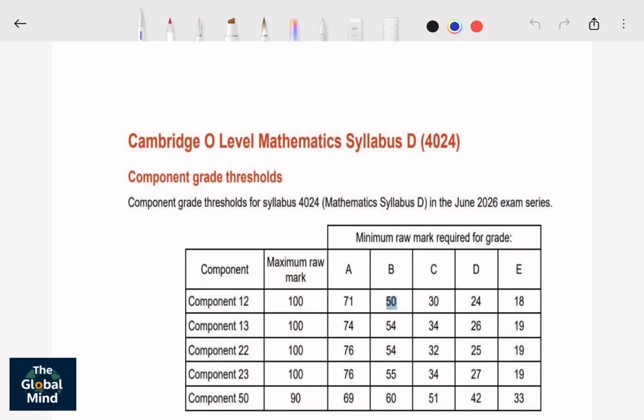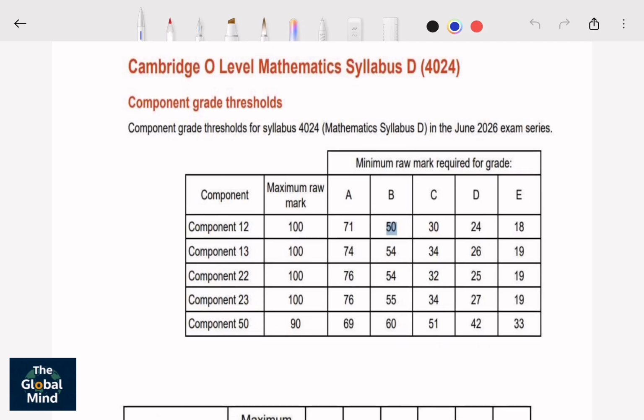So when we look at this table, you can see that for the threshold for component, basically students are taking this combination. Some of the students take the combination 1 2 and 2 2, and some students take the combination of 1 3 and 2 3. So if we take the example of 1 2 and 2 2 first, for paper 1 or component 1 2, in order to get A grade you need to have 71 marks. Getting B grade requires 50 marks, C 30, D 24, and E 18.